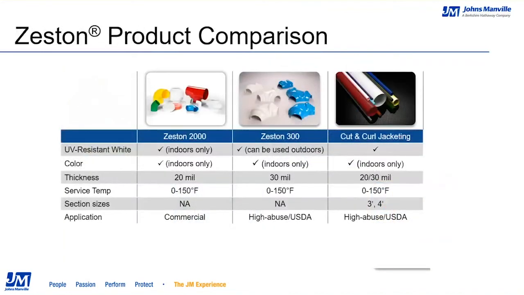Now we'll go through a quick rundown of the differences in our PVC offerings. As I had mentioned, we have two different thicknesses. 2000 series products are 20 mil, 300 series products are 30 mil.